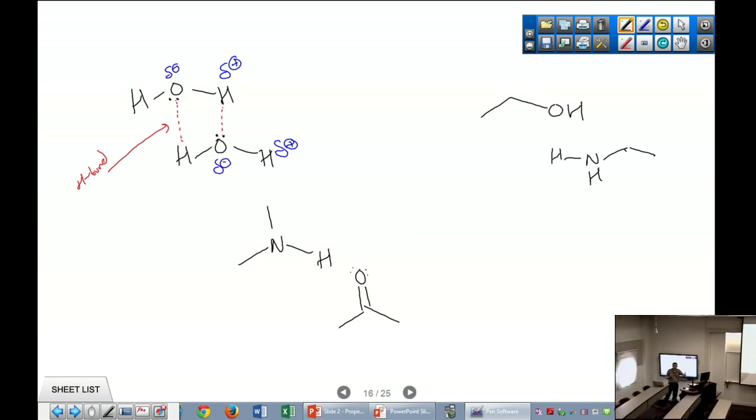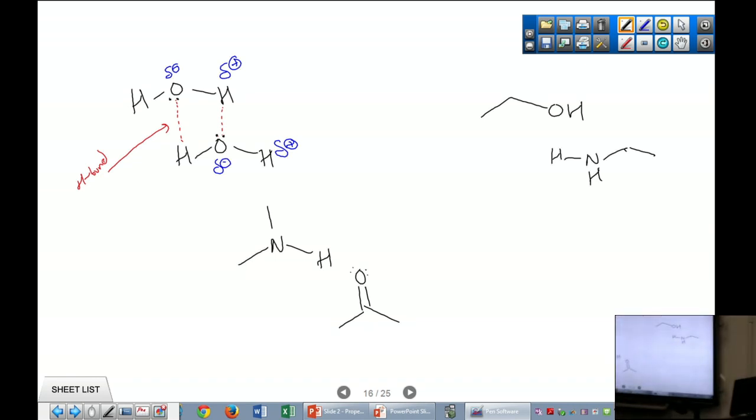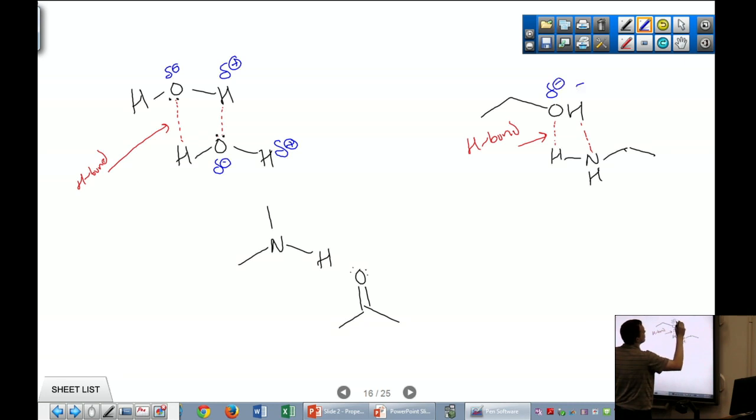Now, you don't have to have a hydrogen bond between identical molecules. You can have a hydrogen bond between an oxygen of ethanol and a hydrogen off of an amine. So again, here's our H bond. We've got delta negative oxygen, delta positive hydrogen, delta negative nitrogen, delta positive hydrogen. And again, the negative elements are attracted to positive ones.